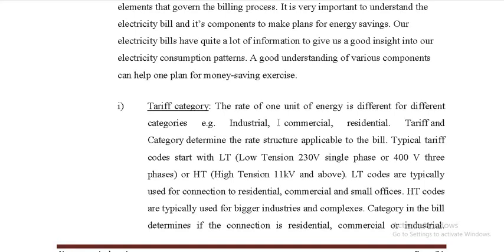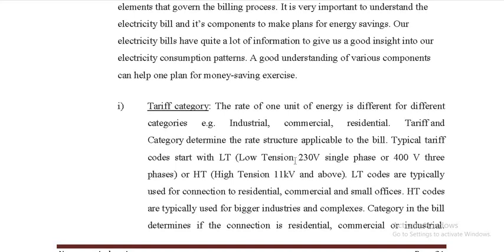So that is why there are different categories, and these categories will decide at what rate 1 unit of electricity will be sold. This rate at which 1 unit is sold is what is called the tariff. The tariff for an industrial company is different, for commercial it is different, and for residential it is different. You can imagine that it is least for residential, a bit higher for commercial, and still higher for industrial.